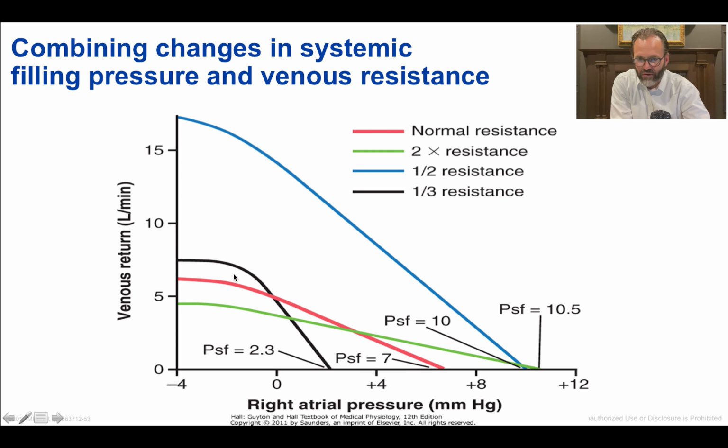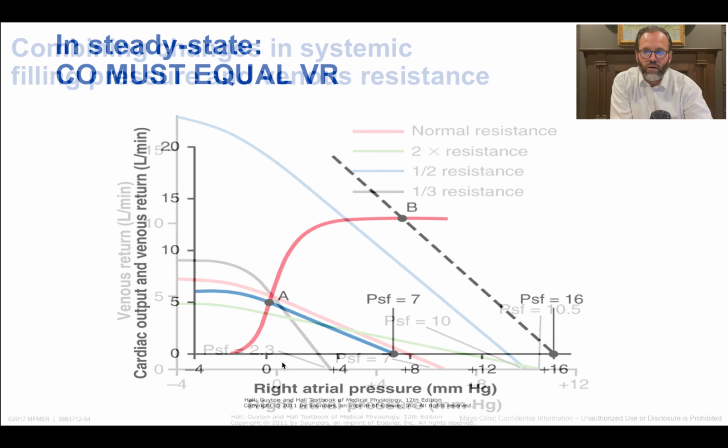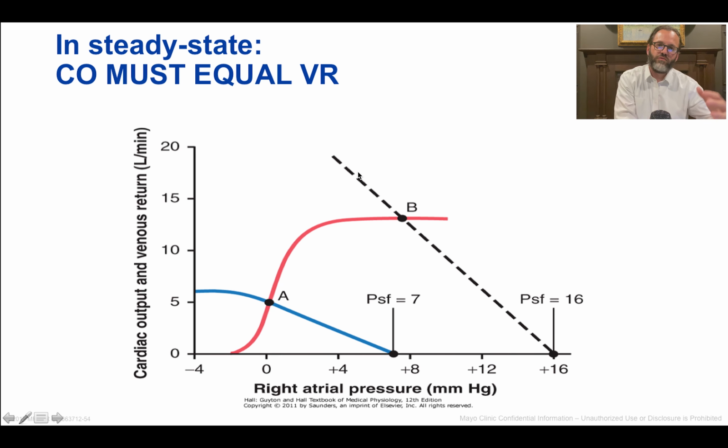And you can just see here that with a one-third resistance, you have to have a very substantial drop in mean systemic filling pressure, and even there, you can end up exceeding your normal cardiac output and normal venous return with very low systemic filling pressures. So as we stated at the outset, cardiac output has to equal venous return in steady state. So that's just a must-have.